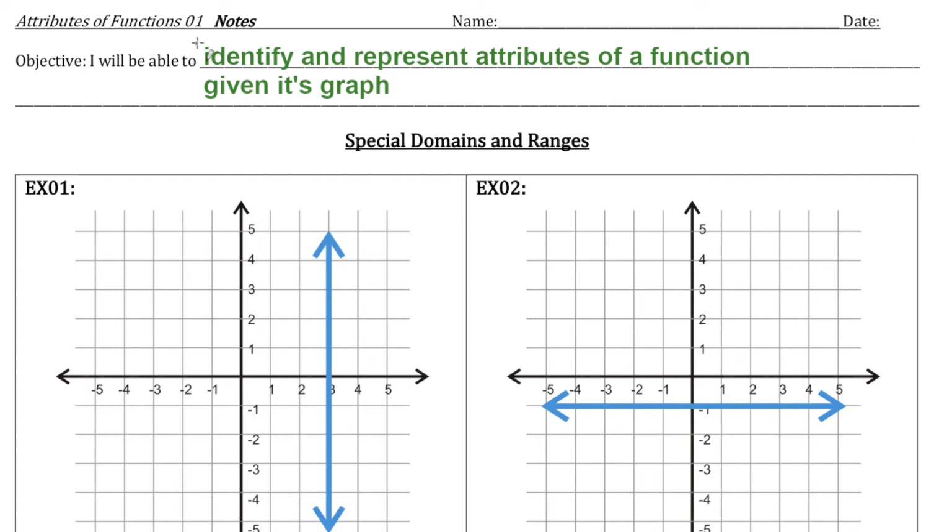All right, so in this lesson, we are going to identify and represent attributes of a function. So attributes are like qualities, like aspects of, like an attribute of a human, maybe their height or their eye color, or if they have a mustache or not a mustache. Attributes are like descriptors, I guess, of a function.